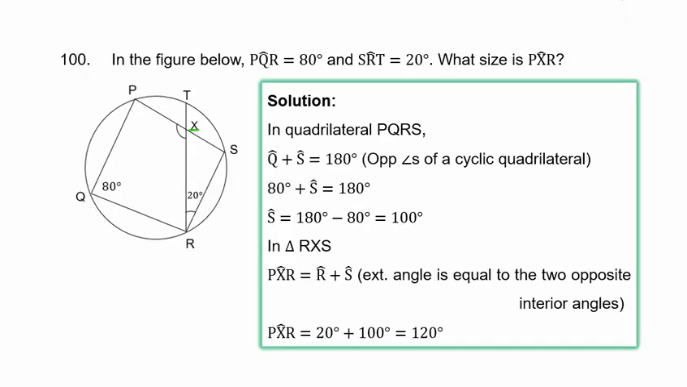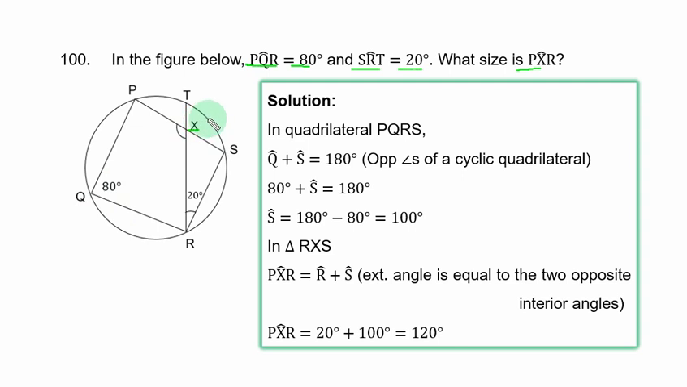Example 100. In the figure below, angle PQR is equal to 80 degrees and SRT equal to 20 degrees. What size is angle PSR? That is this angle. Now, don't make the mistake of adding this angle to this angle and say that the sum is 180 degrees, because PSRQ is not a cyclic quadrilateral. This point here is not touching the circumference.